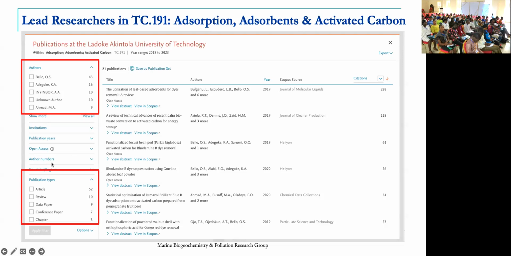Let me even say this. When I compared this with some other leading universities out there in Nigeria, your university is doing quite well, and this is highly commendable. I think you guys deserve a round of applause for this.